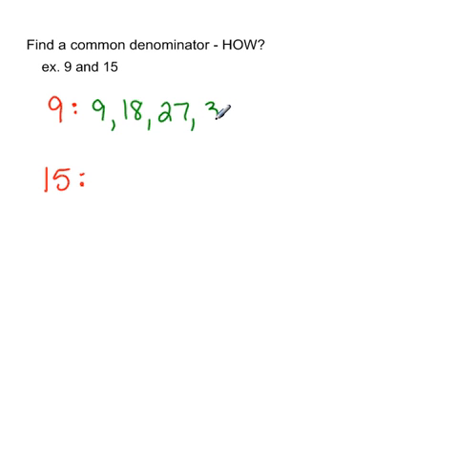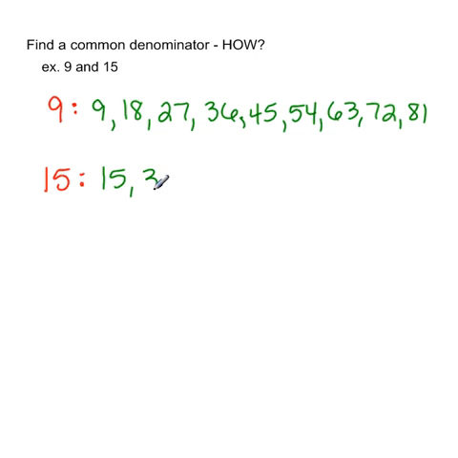So I'm going to continue writing the multiples. The next one would be 36, and then 45, 54, 63, 72, 81. I'm going to stop right there. If I have to go even further, then I will. Let's go down to 15. Let's write the multiples of 15. So 15 times 1 is 15. 15 times 2 is 30. 15 times 3 is 45.